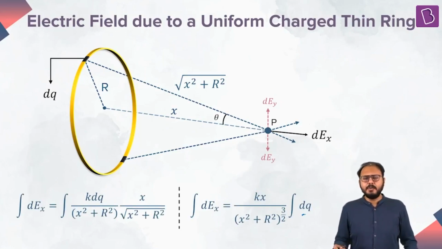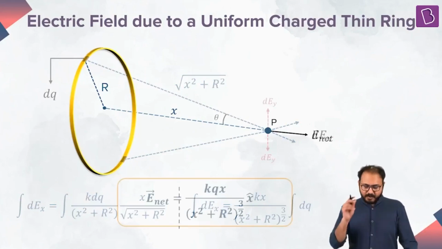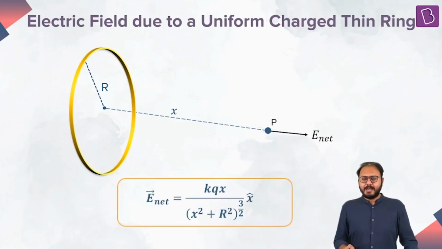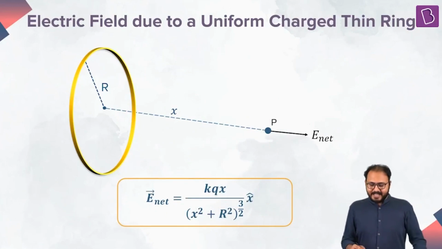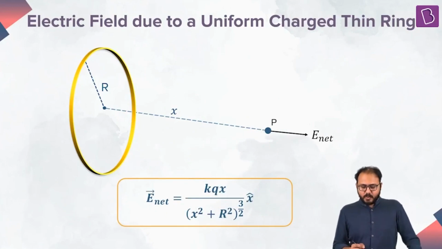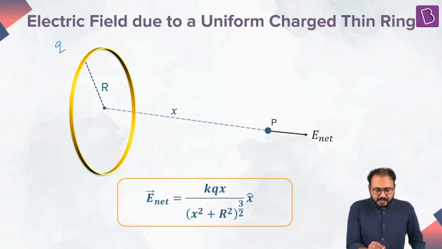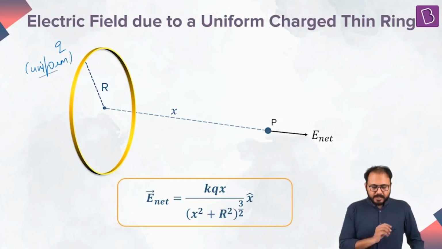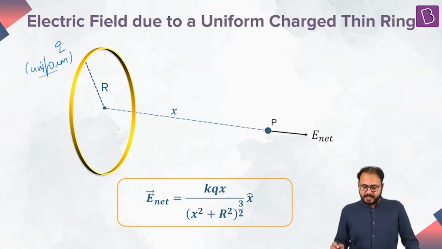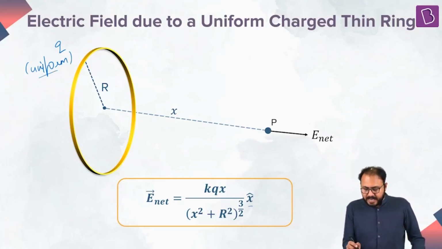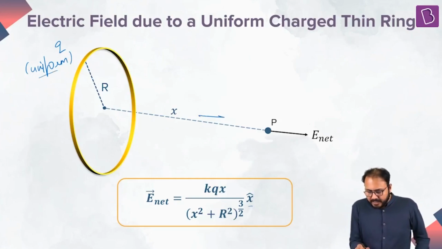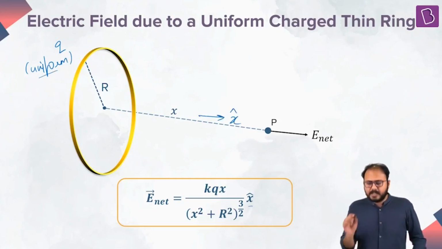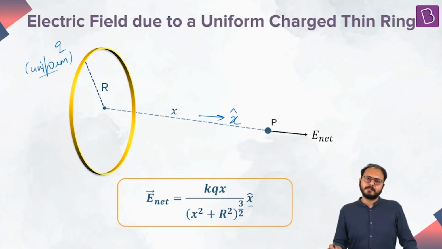What is the integration of dq? Sum of all charges. What is the sum of all charges? Q. And what is the direction of the field? x cap. So E bar is kQx upon (x square plus r square) to the power 3 by 2 x cap. Don't forget, this Q is the total charge of the ring and it's uniformly distributed. And x cap is actually the axial vector, which is along the x-axis or the axis of the ring.